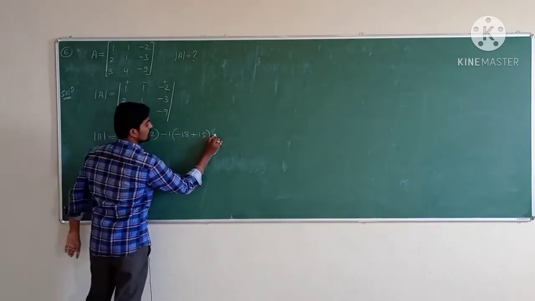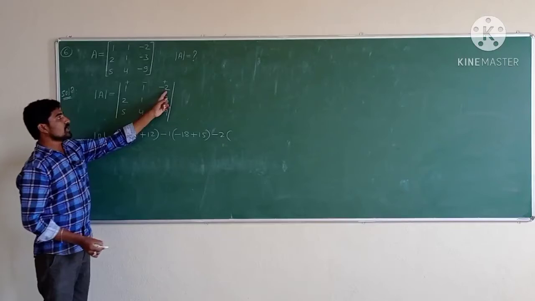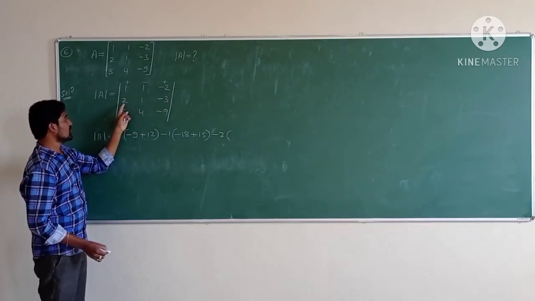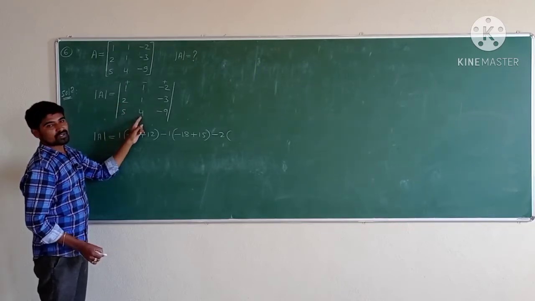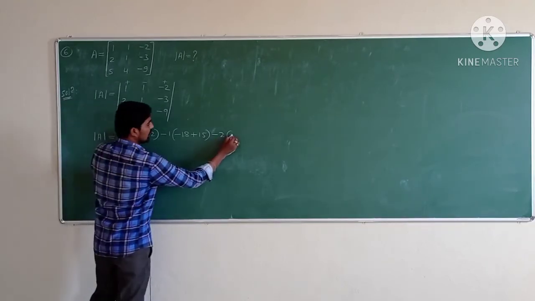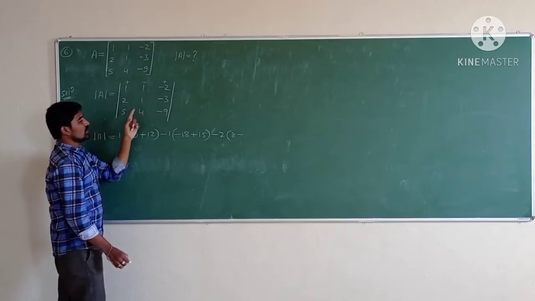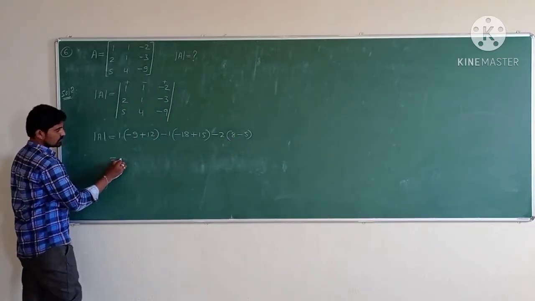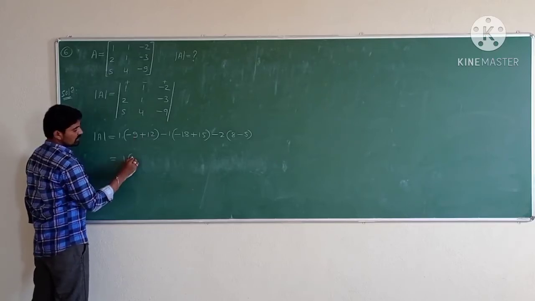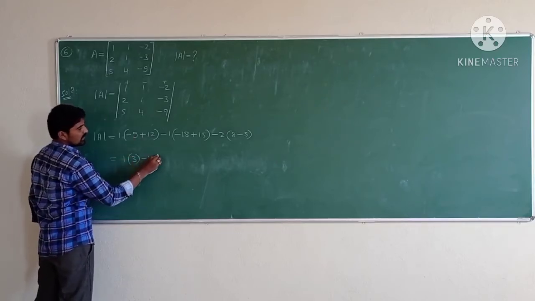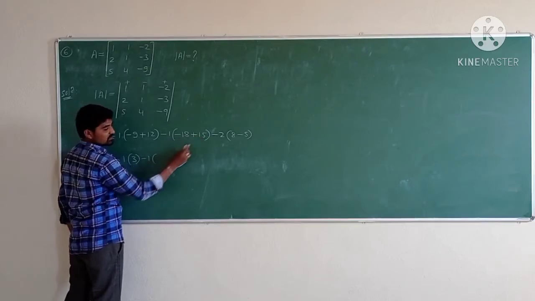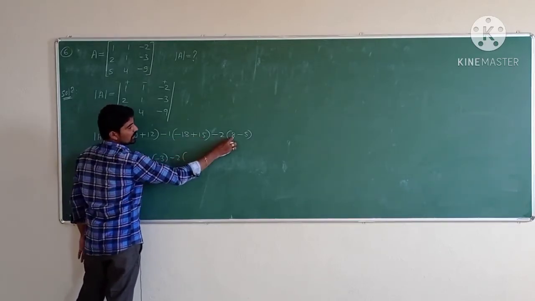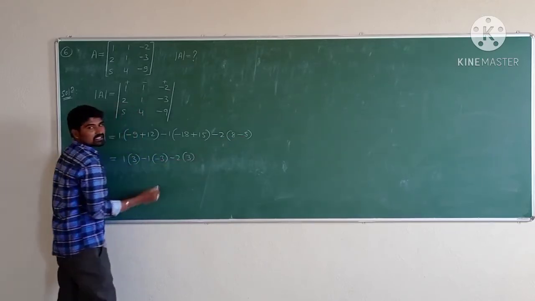minus 2 into, this minus 2 is present in first row, third column. After deleting this first row, third column, the remaining elements are 2, 1, 5, 4. So 2 into 4, 8, minus 5 into 1, 5. Which is equal to 1 into 12 minus 9 is 3, minus 1 into minus 18 plus 15 is minus 3, minus 2 into 8 minus 5 is 3.